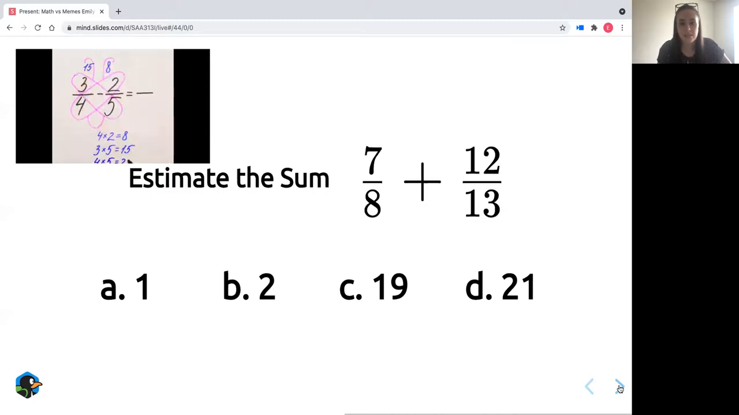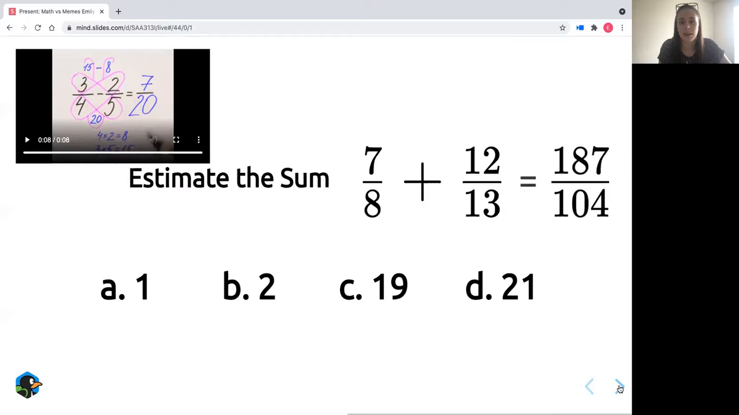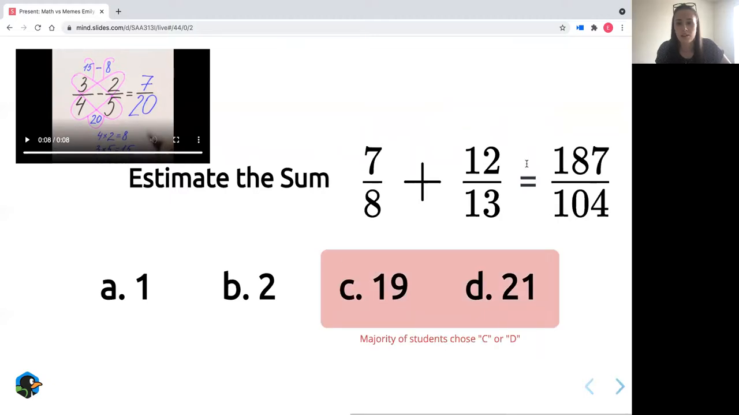When we think about solving this problem procedurally, almost every student in the US has been taught something like this, a butterfly or a crisscross method. But even if students grabbed this procedure and did it correctly, they would get 187 over 104. And it doesn't look like any of these answers down here. Most students answered C or D, adding across the numerator or adding across the denominator. If students aren't able to estimate and visualize that 7/8 is essentially 1, we're going to have a hard time understanding that 187 over 104 is essentially 2.